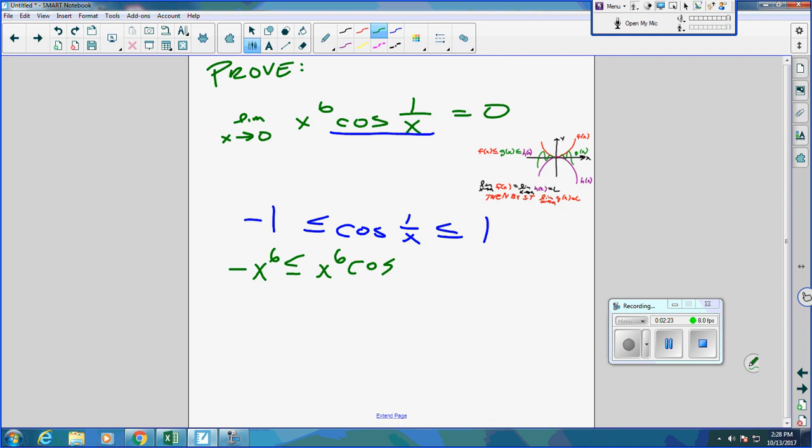And everybody, I know this takes some practice, but does everybody see all of a sudden, this is f of x, this is the function g of x, this is h of x. We can finish this.